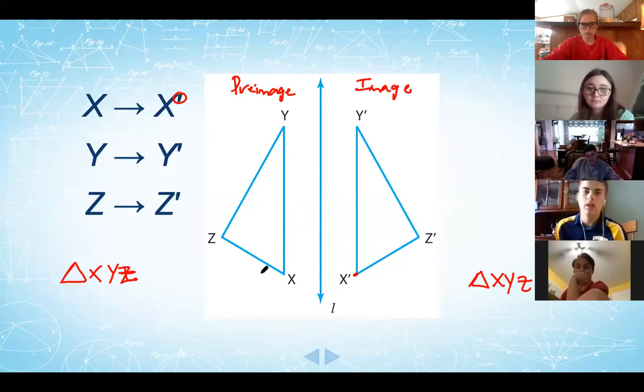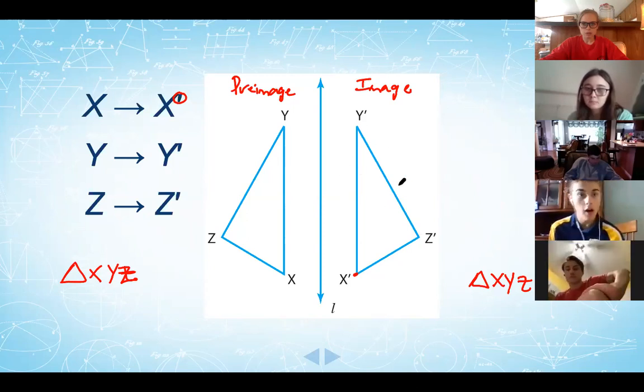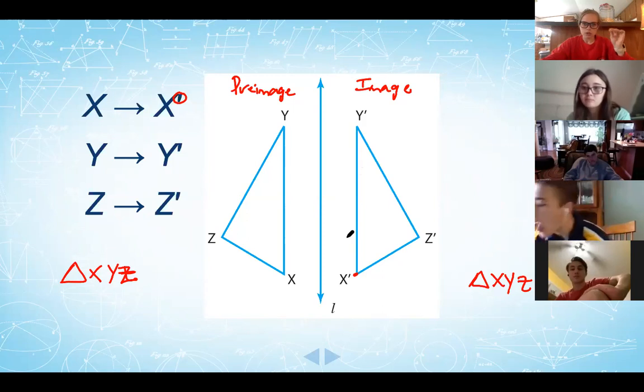Left. Counterclockwise. I'm going counterclockwise. In my image, though, I go from X, Y, Z. Which way am I going? Clockwise. So the transformation of a reflection is going to swap.